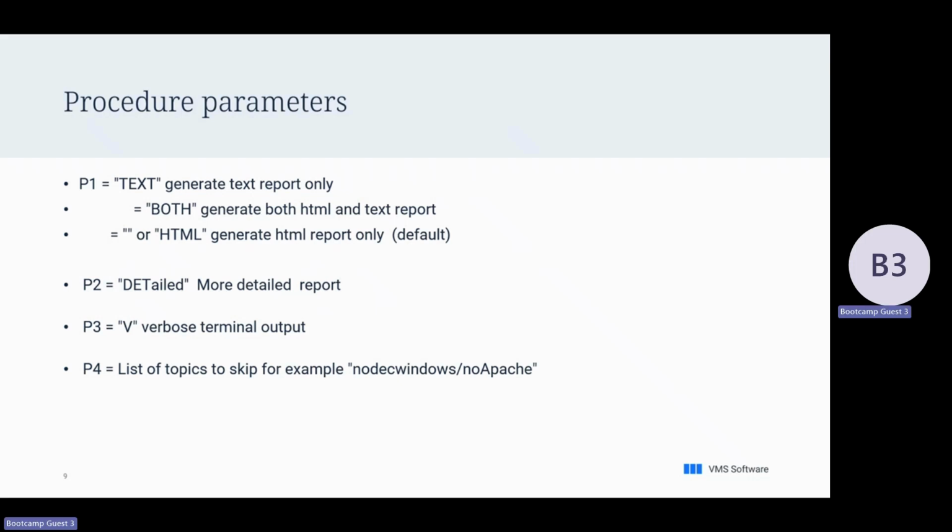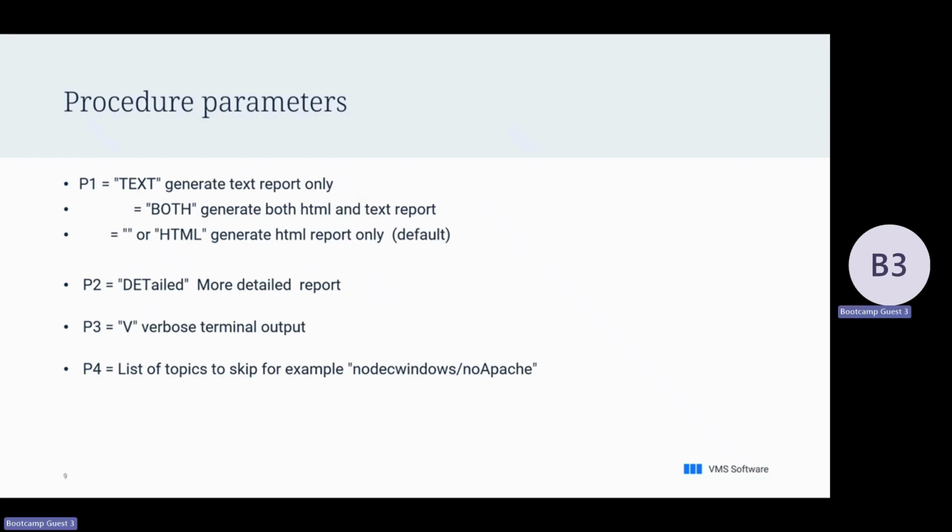Now, if you want to see on the screen what it is collecting, you can use a P3 parameter, which can be V or any text you want. It will generate a log on the screen of what the procedure is doing.